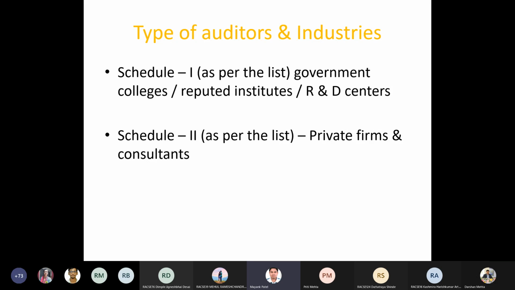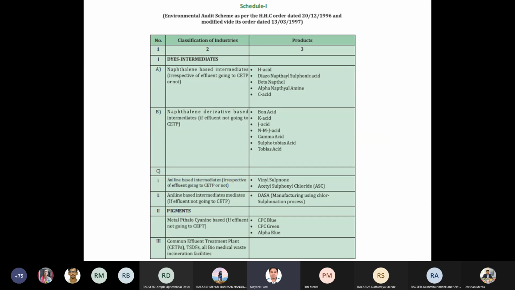Then Schedule 1 auditors are mainly the government institutes or reputed institutes and the R&D centers, so they also need to follow the same criteria for doing the audit, but they will audit the Schedule 1 industries only. So a Schedule 1 auditor will visit the Schedule 1 companies only, whereas Schedule 2 auditors have to visit Schedule 2 companies only. Based on the different products, their capacity and the environmental pollution, the industries are classified as Schedule 1 and Schedule 2 companies.